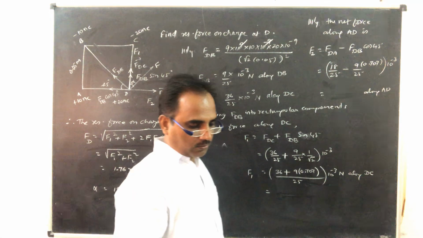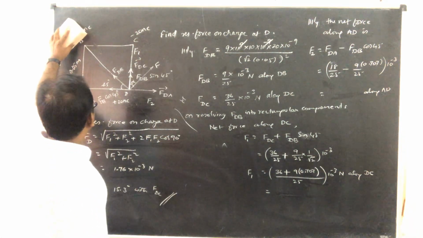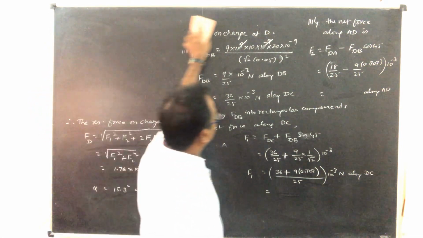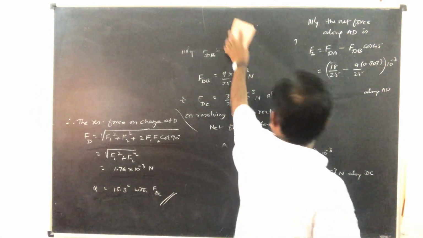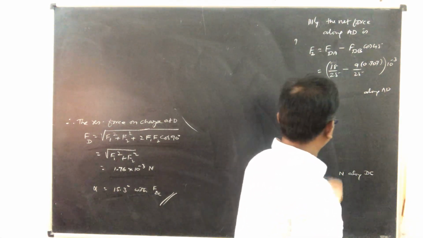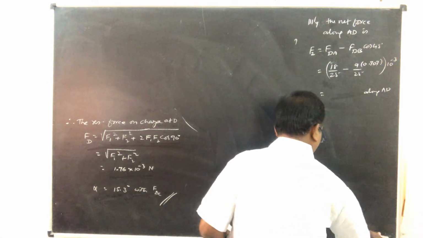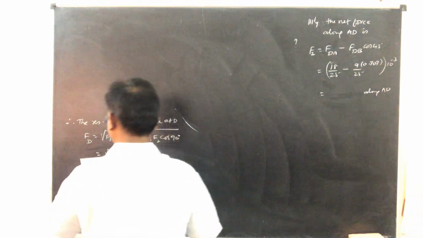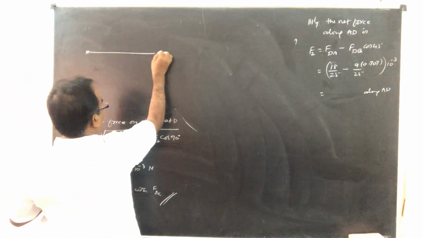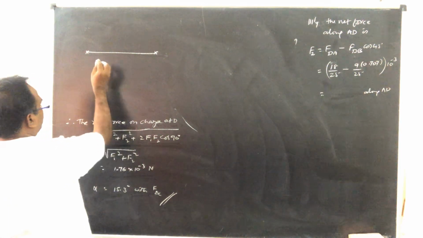I will go to the next problem, which is a much easier one. There are two positive charges kept at 0.1 meter in the air.